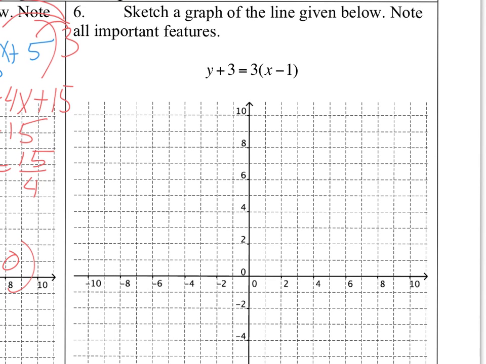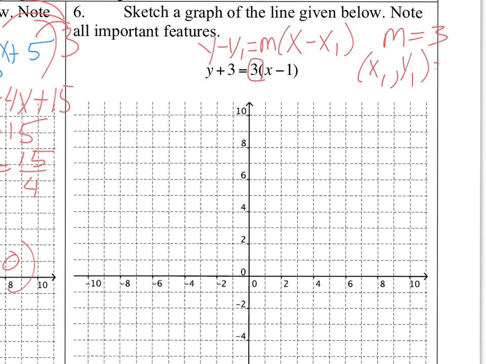Next, we have to graph another line. This one is in point-slope form. I'd like to remind you that the formula for point-slope form is y minus y1 is equal to m times x minus x1, where m is our slope, so we know our slope is 3, and our point, x1, comma y1, we can get from the opposite numbers of the numbers added or subtracted from the x and the y. So in this case, we're looking at +1, because that's -1, and -3.